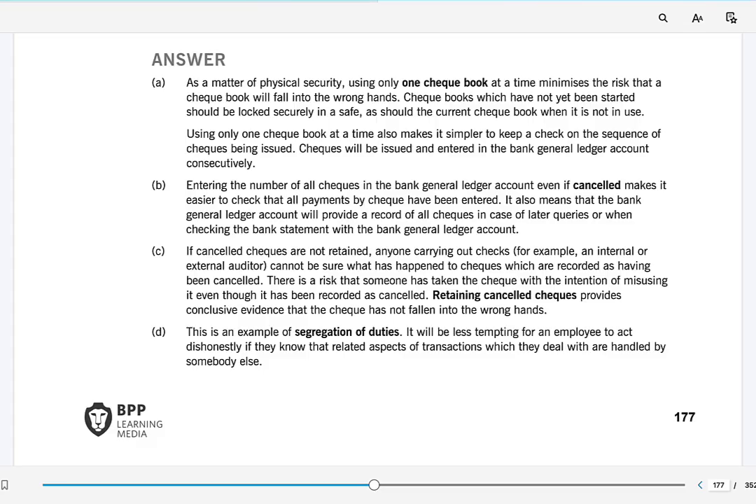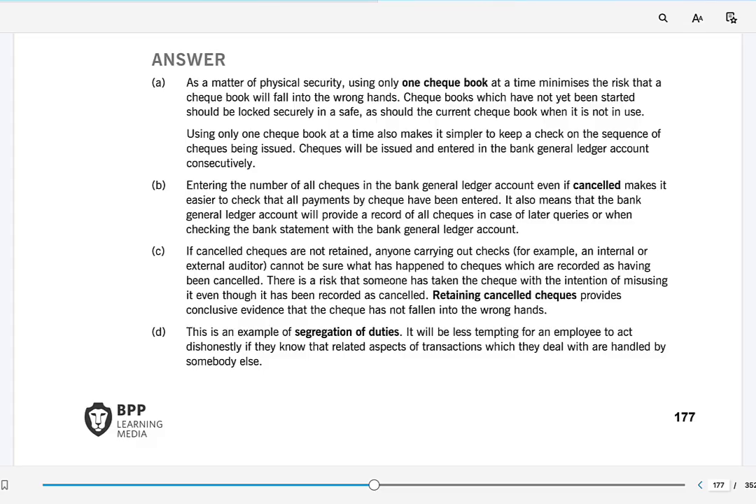This is a good control for several reasons. First reason, it prevents one person having too much power. If one person can write checks, they can send money out. If the same person can also record the payments, they can hide what they did. For example, a dishonest person could write a check to themselves. Then they could record it as office supplies. That would be fraud.